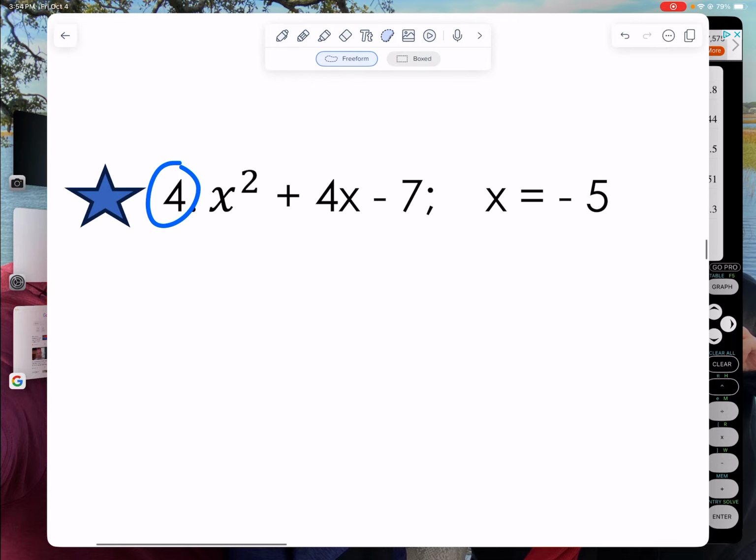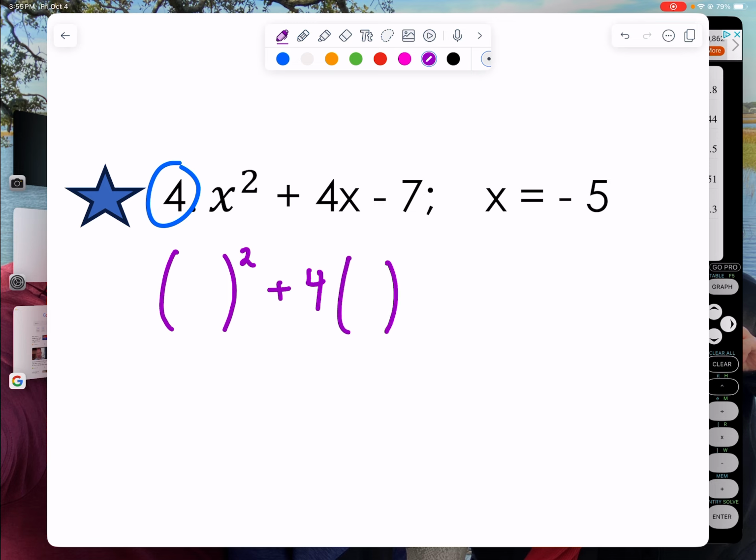So I've got x squared plus 4x minus 7. I'm going to do the same thing. I have something squared plus 4 times something minus 7. Then I'm going to go back and put my negative 5 in there. Negative 5 squared, plus 4 times negative 5, minus 7.